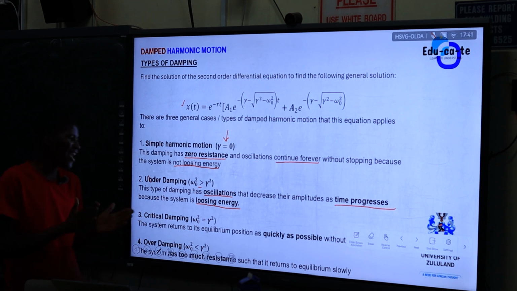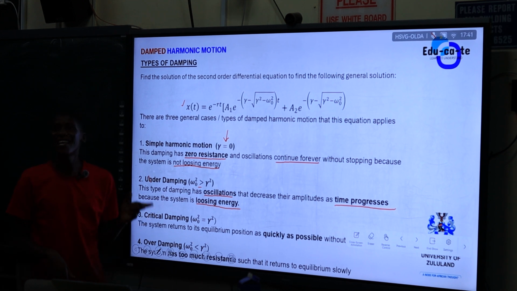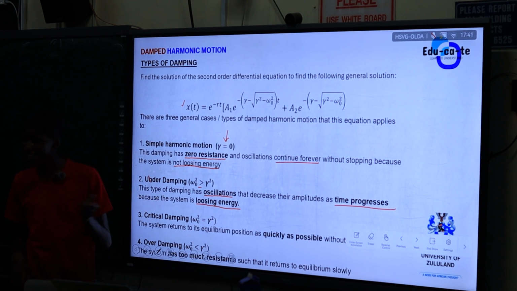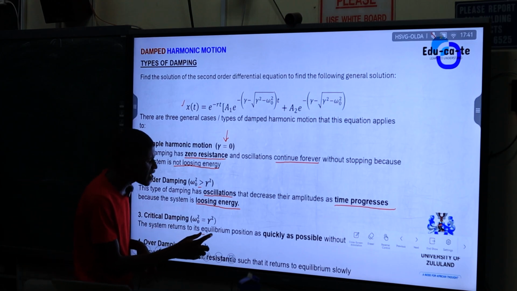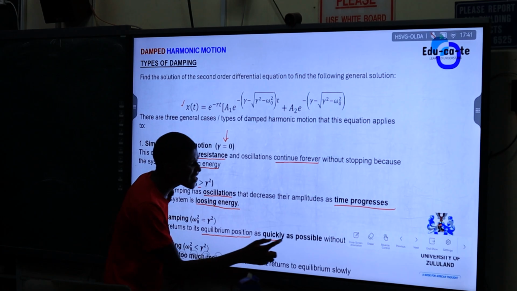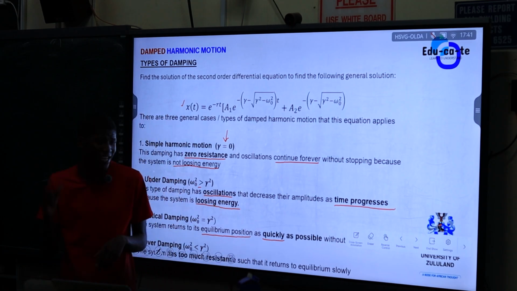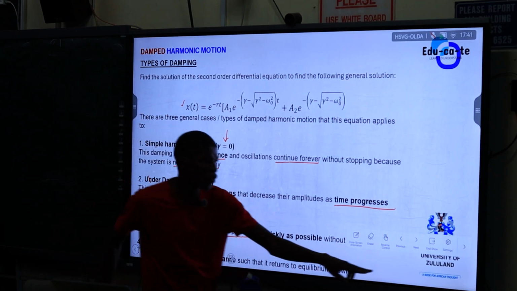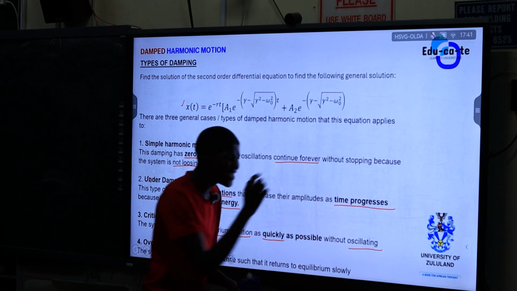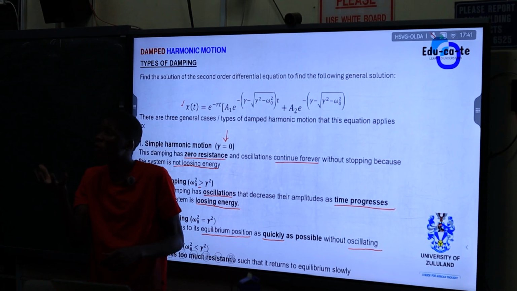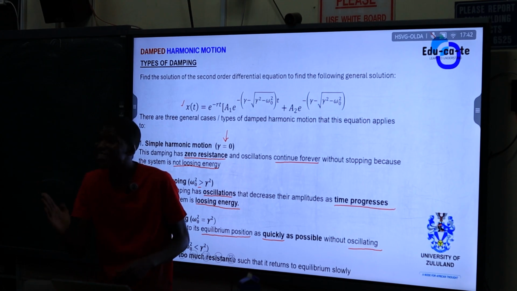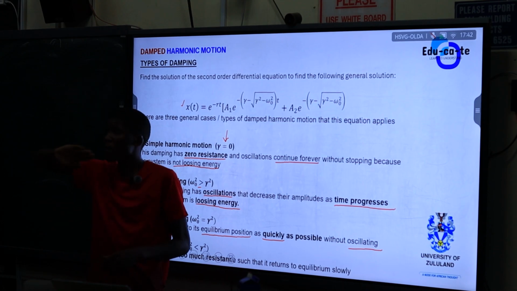So now if they are equal, you have got a critical damping case. That's known as critical damping. In critical damping, the system returns to its equilibrium position as quickly as possible without oscillating. Meaning, when I let go of it, it will not oscillate. It will just go back to the equilibrium position.